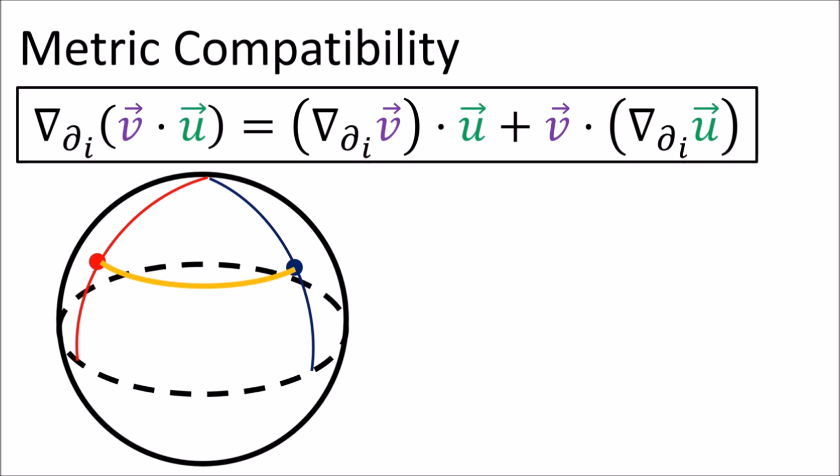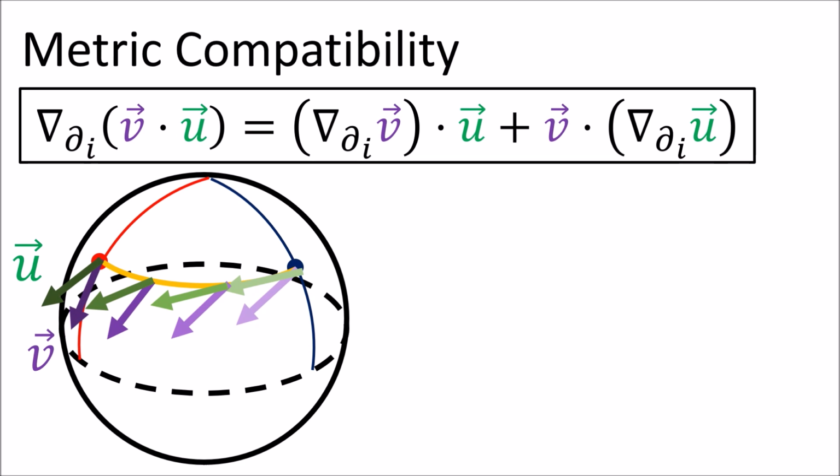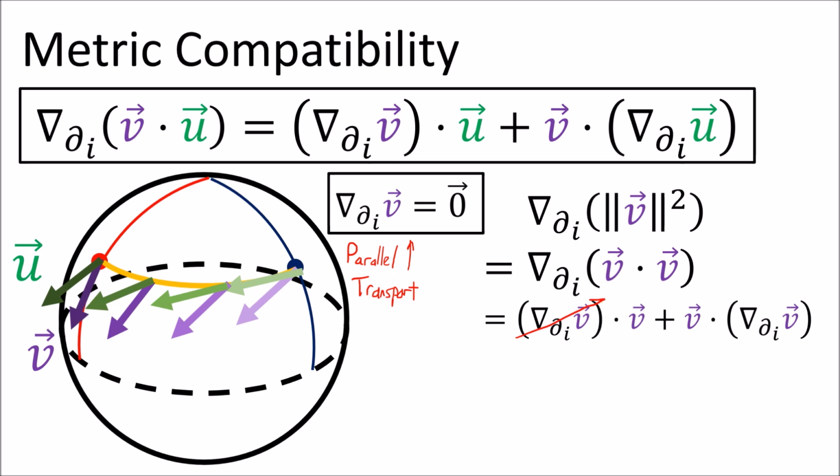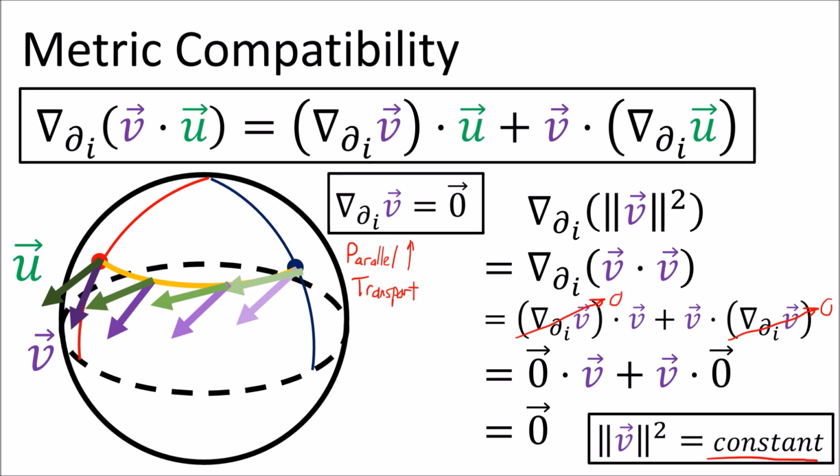So if we were to visualize this, if we start with these two vectors v and u and start parallel transporting them along the curve, the angle between these two vectors would stay constant because the rate of change of their dot product is 0. And of course, since the vector v's squared length is just v dot v, the metric compatibility property also means that the vector will have constant length when it's parallel transported along a curve.